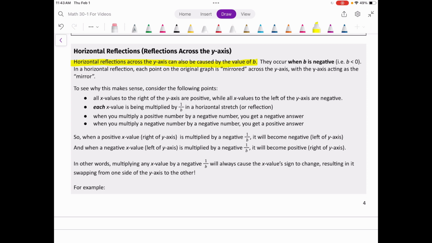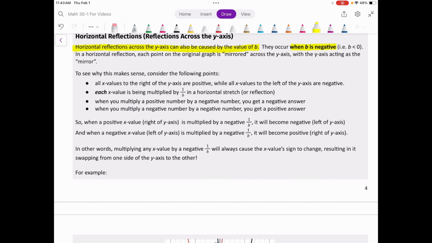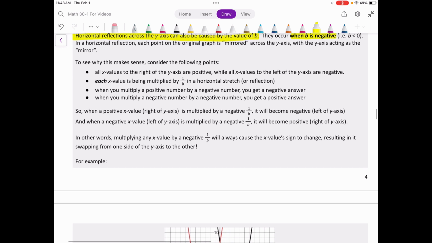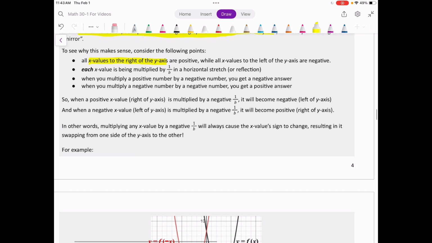So what happens if that b is negative, and therefore 1 over b is also negative? Well, that's going to change the sign of every x value. So in a horizontal reflection, each point on the original graph is mirrored across the y-axis. This makes sense because, if we consider all of these pieces of information, all x values to the right of the y-axis are positive, whereas all values to the left of the y-axis are negative. So these are our negative x's, these are our positive x's.